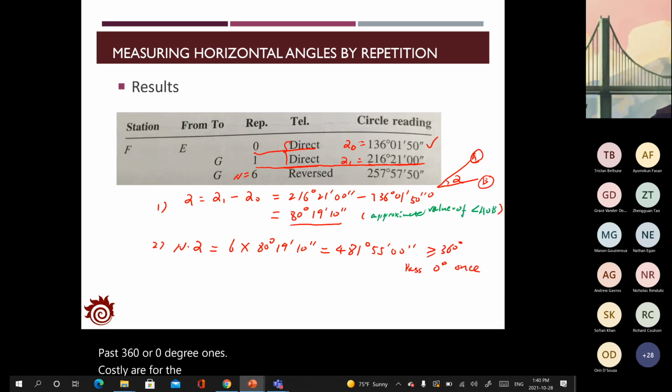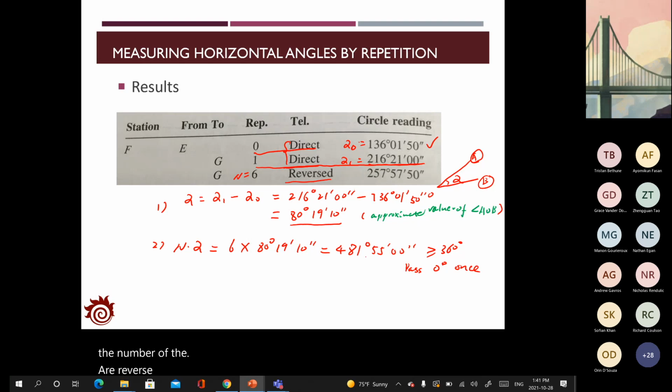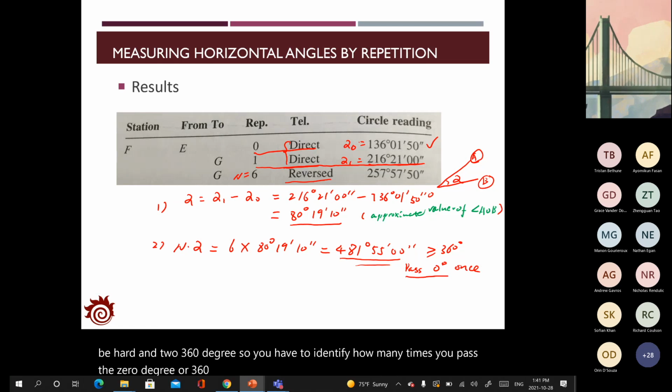for most of the instruments, they can only measure the angle from 0 degree to 360 degrees. If the cumulative angle is higher than 360 degrees, then it will go back to 0 degree and repeat again. Depending on the number of the reverse that you applied, this value could be higher than 1 360 degrees, could be higher than 2 360 degrees. So you have to identify how many times you pass the 0 degree or 360 degrees of the instrument. For this specific example, it only passed once, so we get k equal to 1.